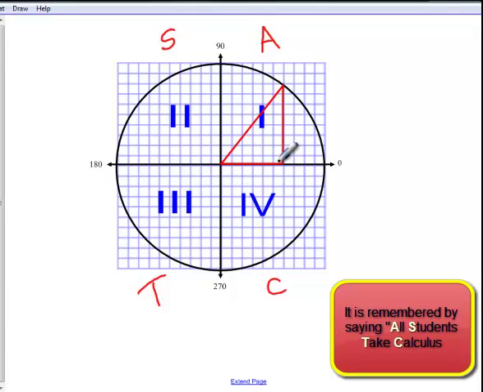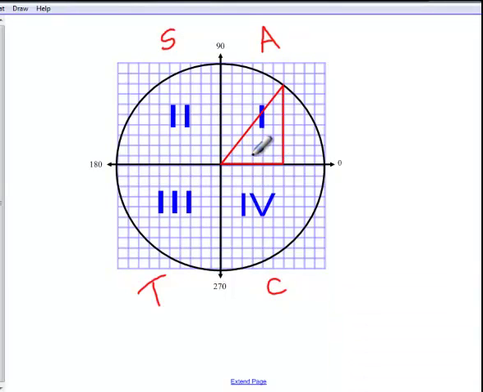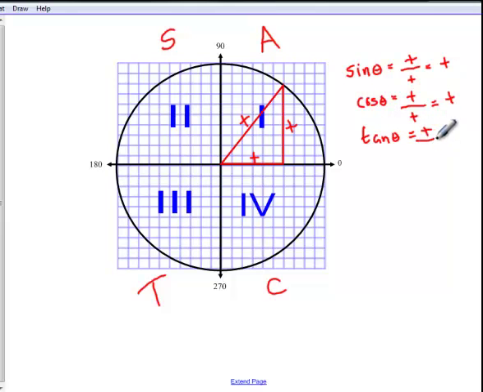Say we drew a triangle in quadrant 1. Then this side of the triangle is positive, and this side of the triangle is positive, and the hypotenuse is always positive. So in the first quadrant, the sine of the angle would be the opposite side over the hypotenuse, which gives me a positive. If I did the cosine, the adjacent side is positive over the hypotenuse, which is positive, giving me a positive. And the tangent is the opposite over the adjacent, which gives me a positive.